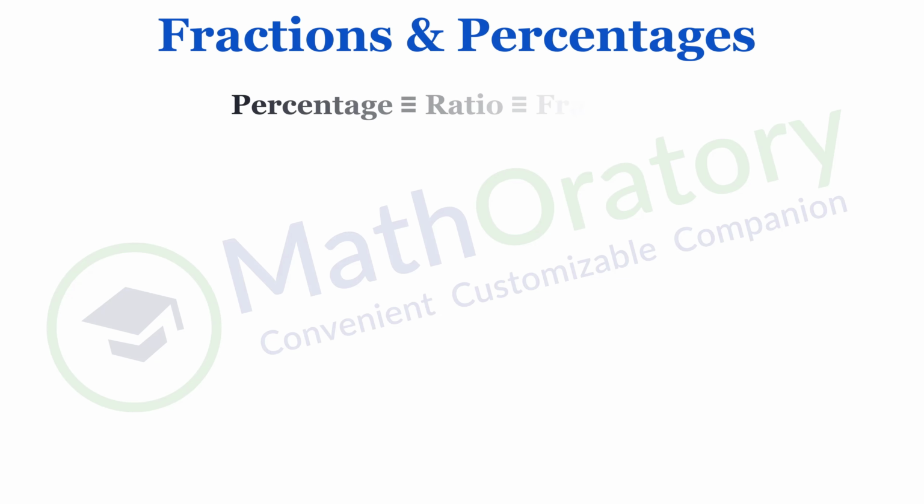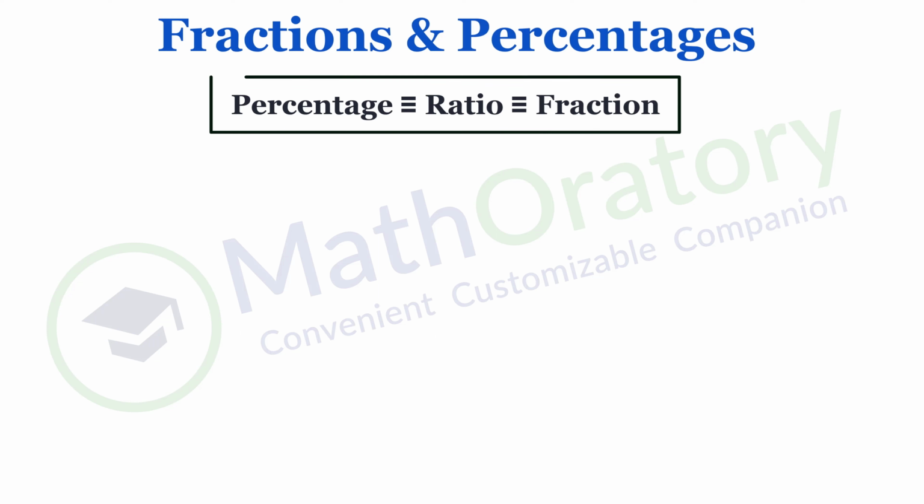See, the first thing that you have to understand about percentages is that it is nothing but a ratio. It's nothing but a fraction. So ideally, these three things are interrelated to each other. I hope you're aware of this. Half is 50%, one third is 33.33%. These are basic percentage values that you should be aware of.